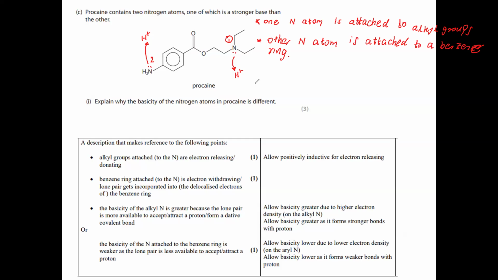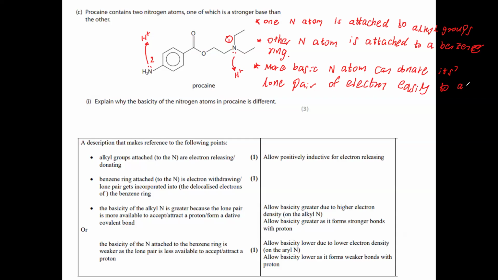So the next point I write: the more basic nitrogen atom can donate its lone pair of electrons easily to an H plus ion.